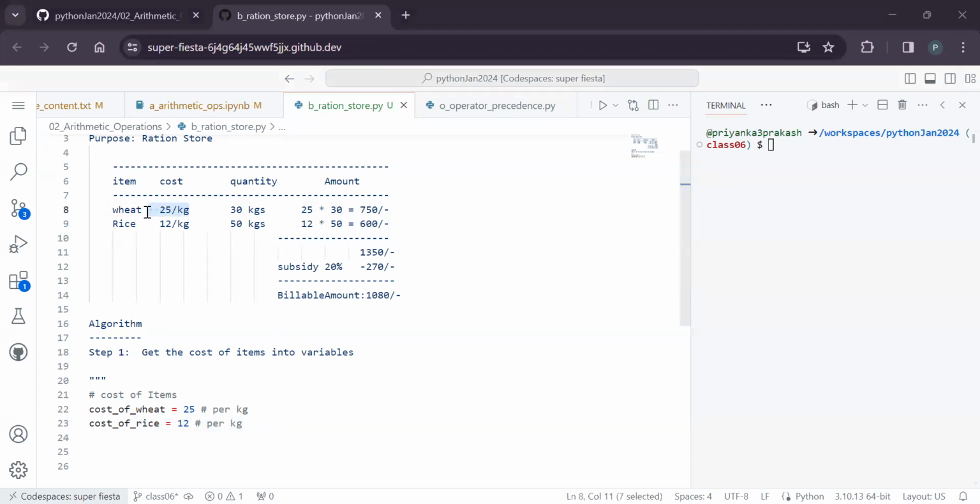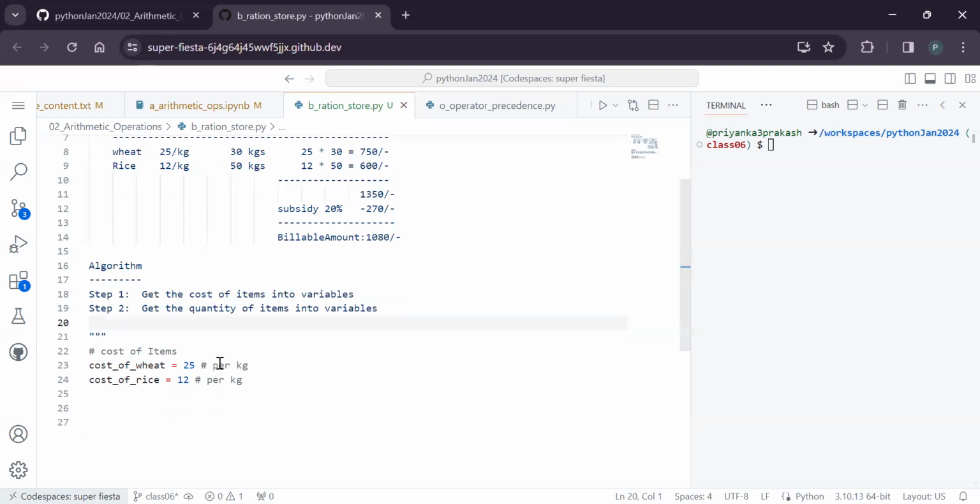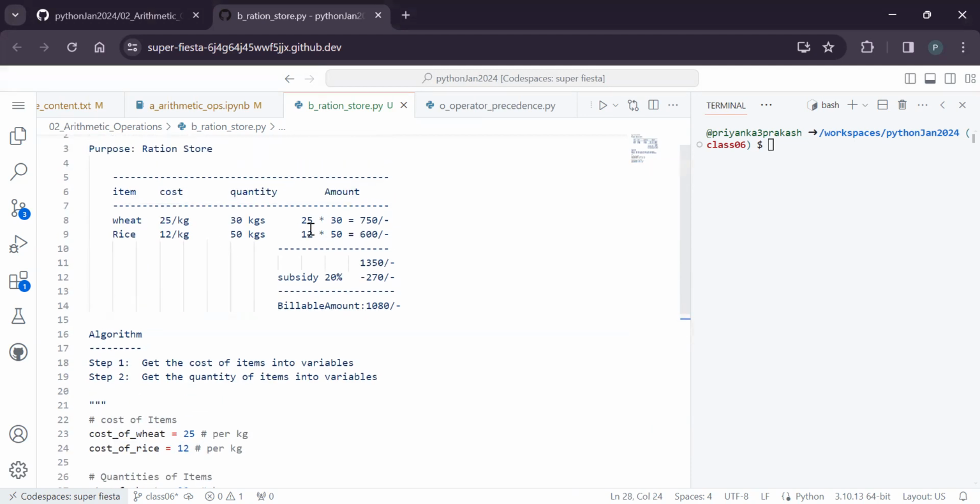Now, next thing, get the quantities of the items also. How many quantities do you want? So that would be your next step. See how I'm converting a common problem into code. Similarly, I can write the same thing: quantities of items, whatever the quantities. When I'm writing quantities, I get a meaningful name, 30 kgs or 50 kgs like this. Fine. Now I got the cost and quantity.